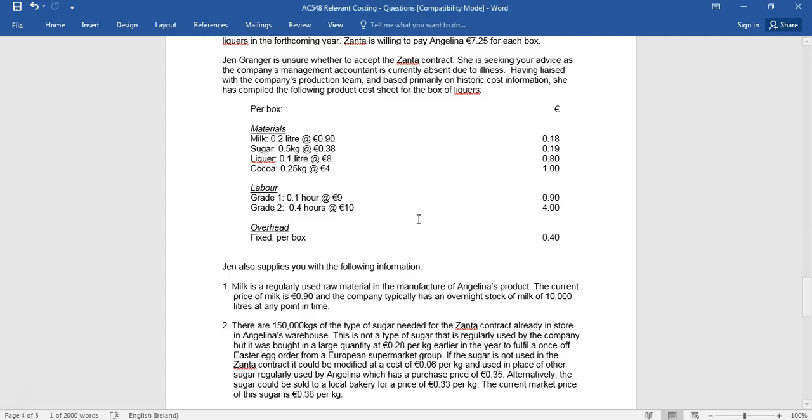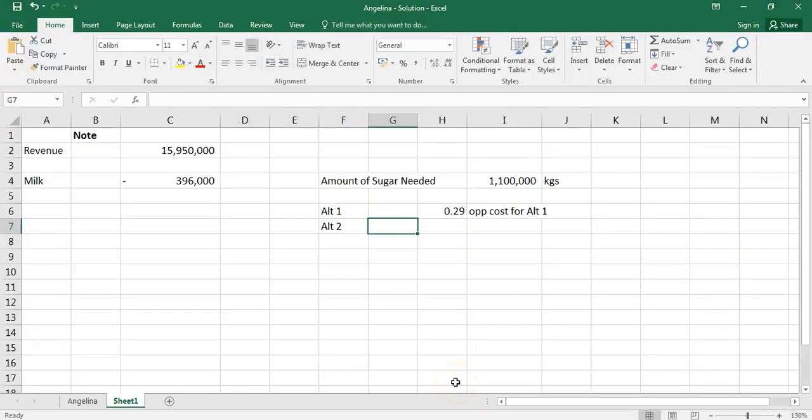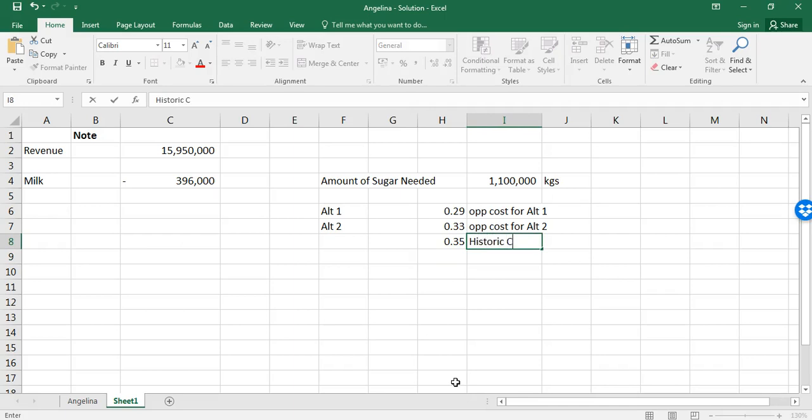The other alternative use is that we could sell it to the bakery, which is a bit easier to understand here, for 0.33. So if we don't use it in Xanta, we could just sell it straight to the bakery and get cash in. So again, that's the opportunity cost for alternative 2. You'll notice here that the 0.35 is the historic cost. That is irrelevant now because that's what you paid before. You won't be able to get that back now, so it's irrelevant for decision making going forward.